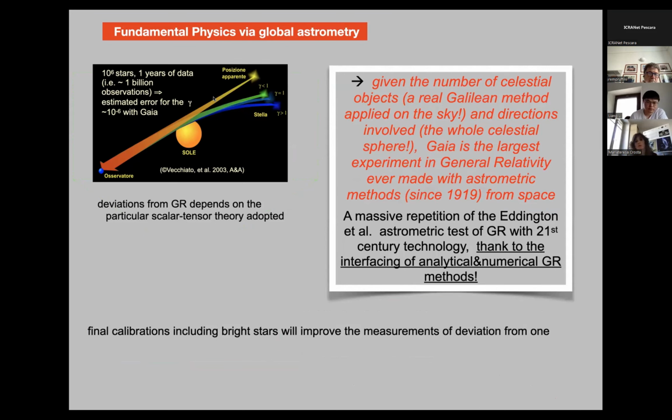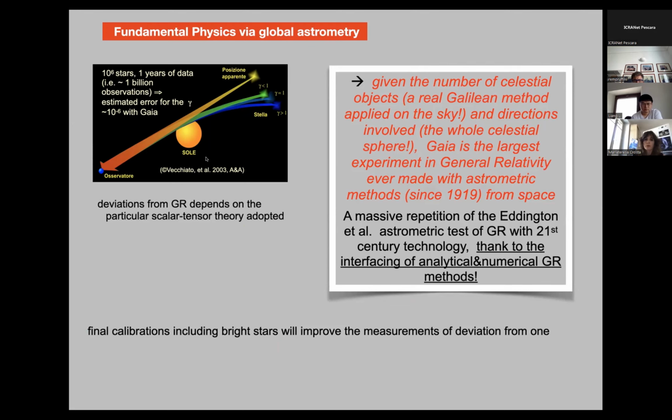audience the importance of the gamma parameter. But since Gaia is observing light deflection all over the skies, Gaia is performing a massive repetition of the Eddington experiment, but with the technology of the 21st century. And given the number of celestial objects and directions involved, we can say that Gaia is the largest experiment in general relativity ever made since 1919.